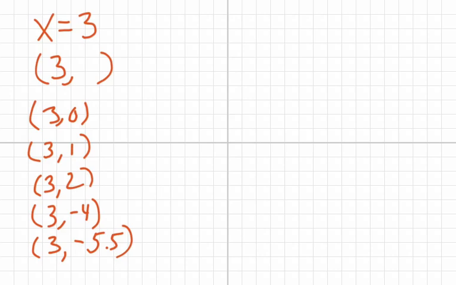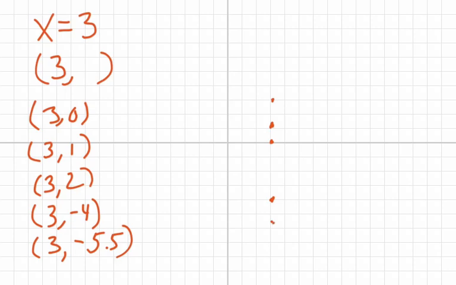So we're going to go over to the right 3 and up nothing. So (3, 0). There's (3, 0). The next one is (3, 1). So I go over 3 and up 1, like right there. And then the next one is (3, 2). So over 3 and up 2. Now I have over 3 and down 4. 1, 2, 3, 4. That's right there. And my last one was (3, -5.5), which is right there.